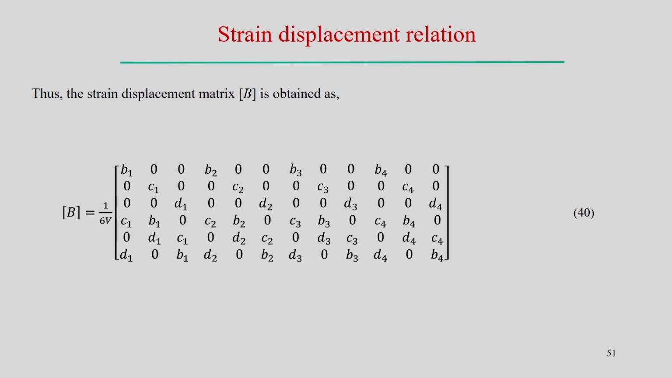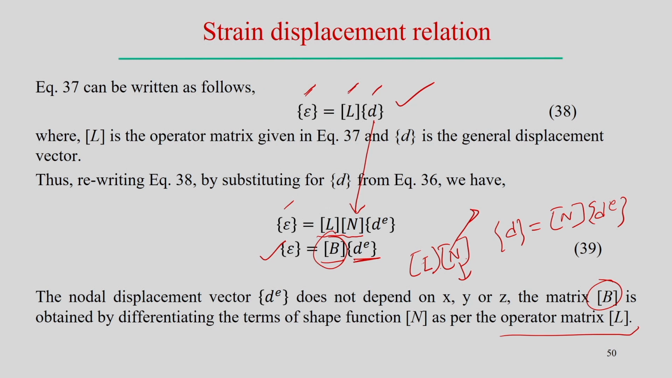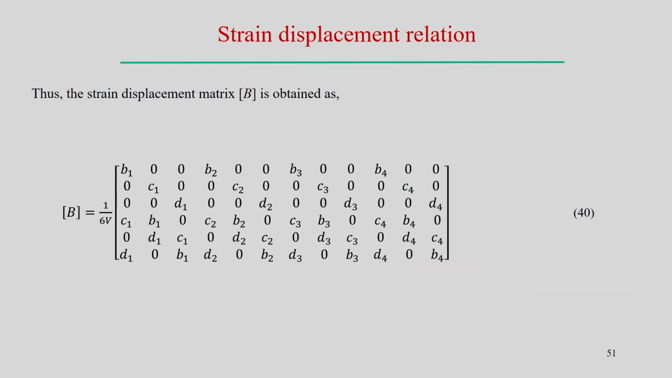Now, look at the previous case for the linear element. A linear element means the displacement varies linearly within the element. In that case, if you remember, the shape function is a linear function of x, y and z, and L is the operator matrix. Once you do the first order differentiation with respect to x, y and z, it becomes constant terms. That means B can be represented in the form of B1, B2, B3, B4. So, there is no variable in the strain displacement matrix in this particular case.